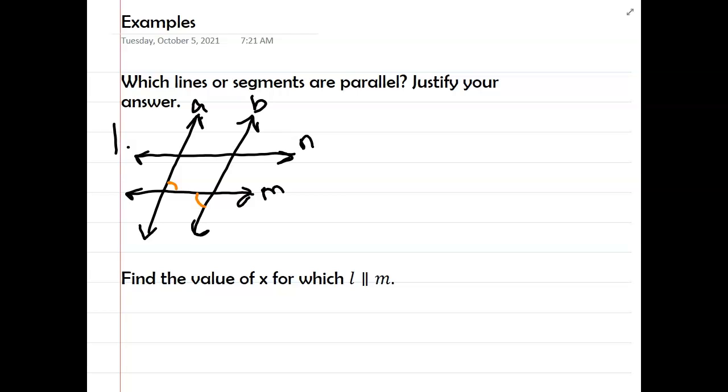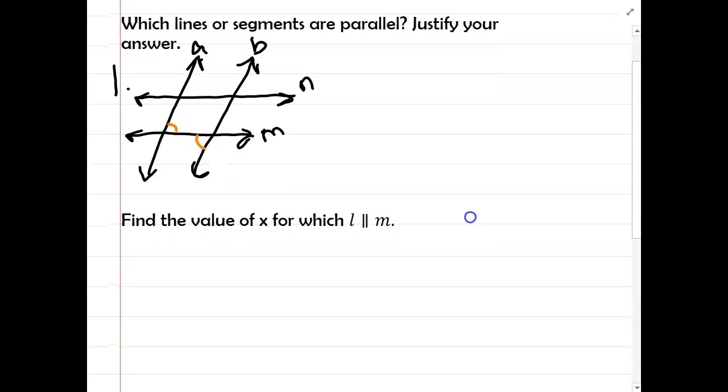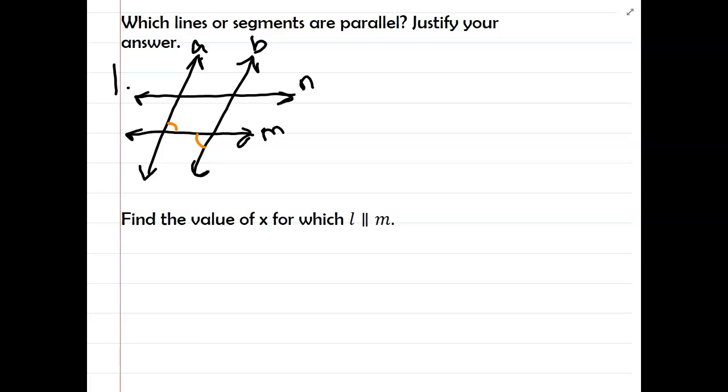But what I may be able to conclude is that since these two angles are congruent, maybe that will tell me that some of the lines are parallel. So what we're going to do here is look at these angles, and maybe we can decide how I would classify them. These two sets of angles, what do you think they are? They look like alternate interior angles, okay?